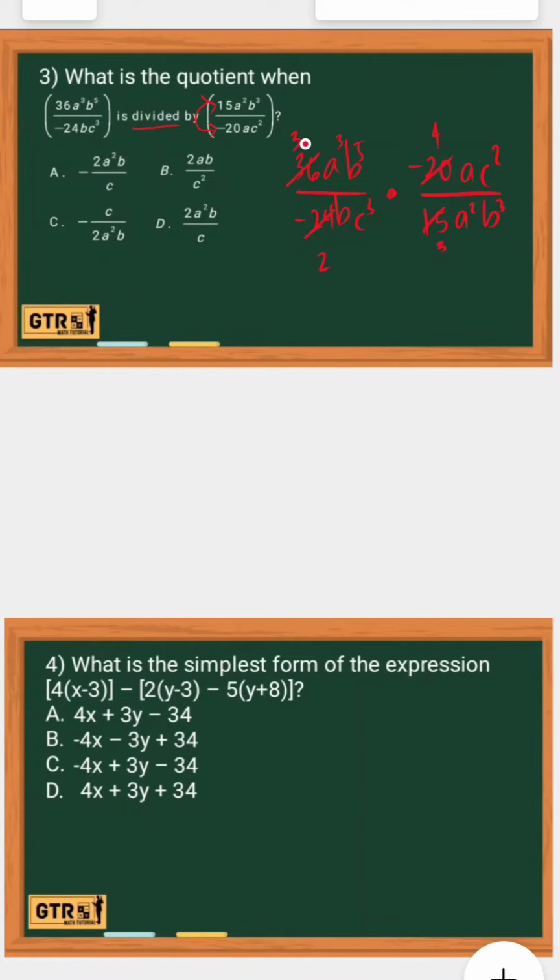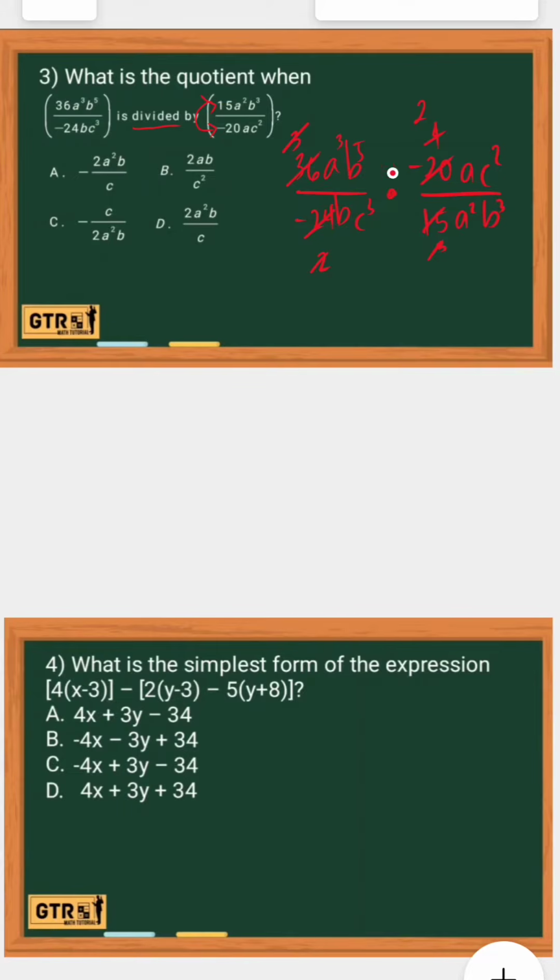We can cancel 3 and 3. So we have cancel out the 3. 3 divided by 3 is 1. Then we have negative in the numerator and negative in the denominator, so we can cancel out the negative sign. So we have 4 divided by 2. So the only number remaining is 2 in the numerator. Okay, so 2 in numerator.